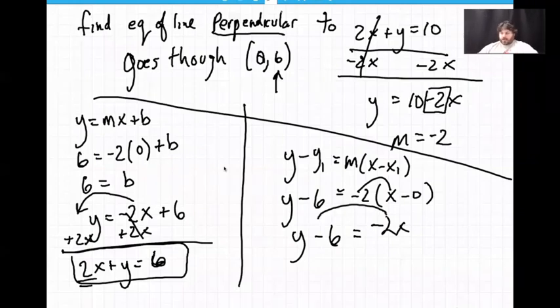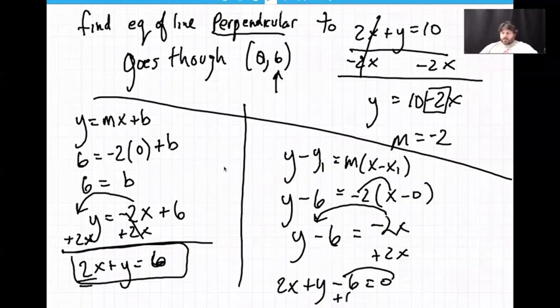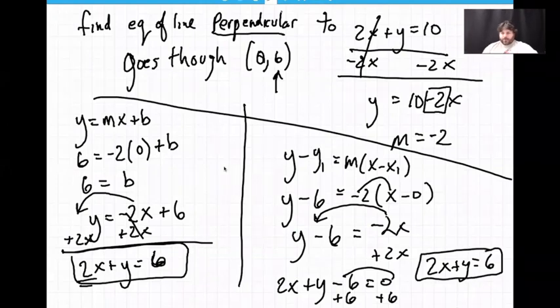Then I've got to get all my x's over here, so I add 2x to both sides. That gives me 2x plus y minus 6 equals 0. My other rule is I've got to get this number over, so I add 6, and I get the same thing as I did on the other side, just a little different way.